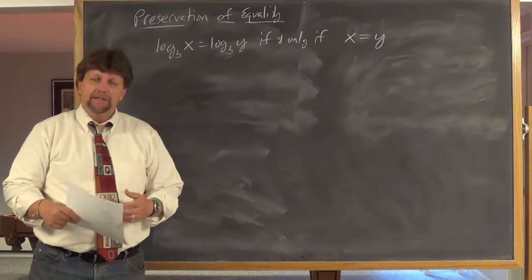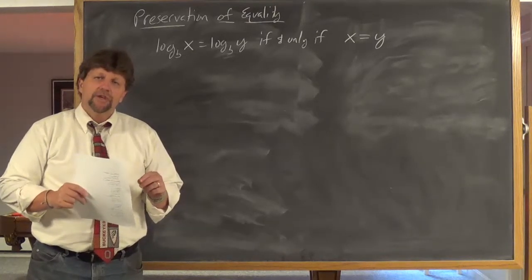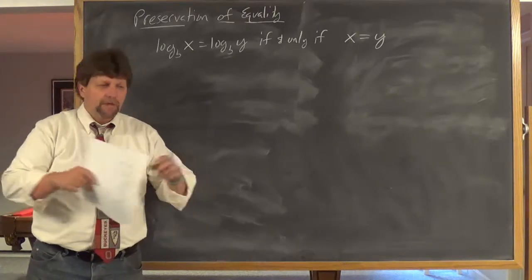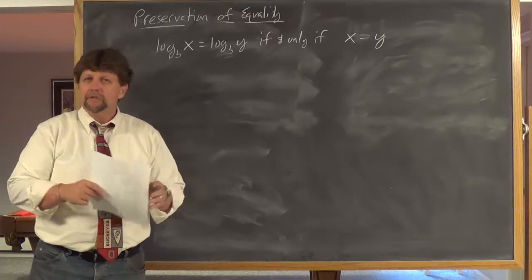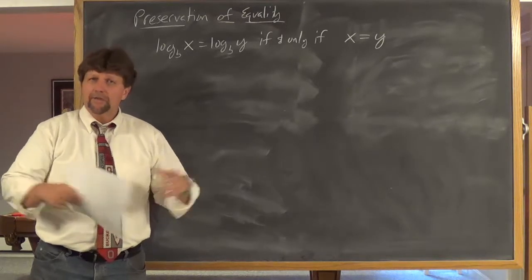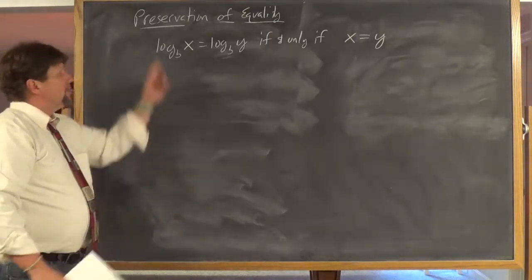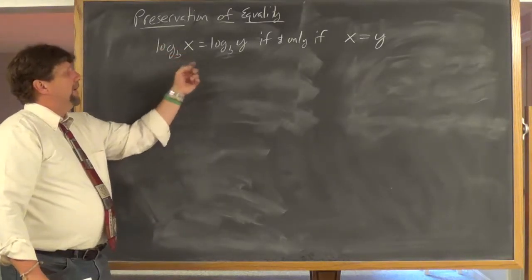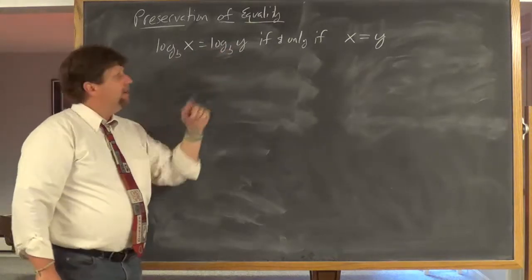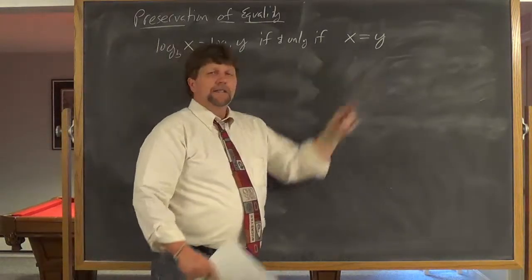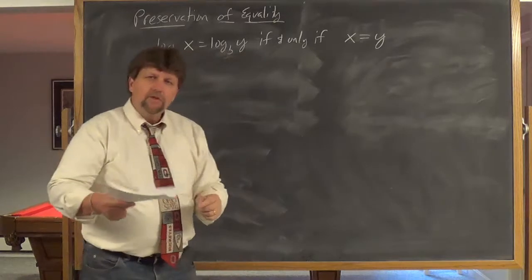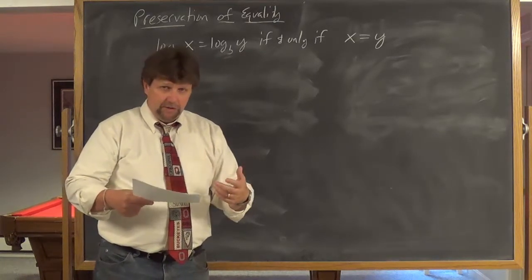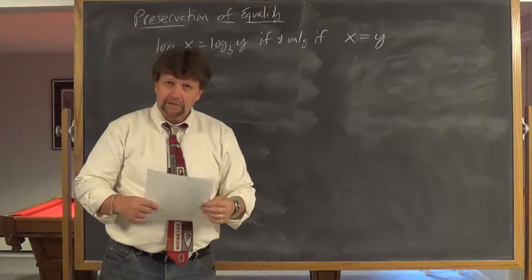There's a similar thing when it comes to logarithms, and that should make sense because remember, logarithms and exponentials are basically inverses of each other. They're related that way. So here's my preservation of equality for logarithms. Log base b of x equals log base b of y if and only if x is equal to y. So let's do a couple of quick examples on how we could use this preservation of equality to solve some equations.